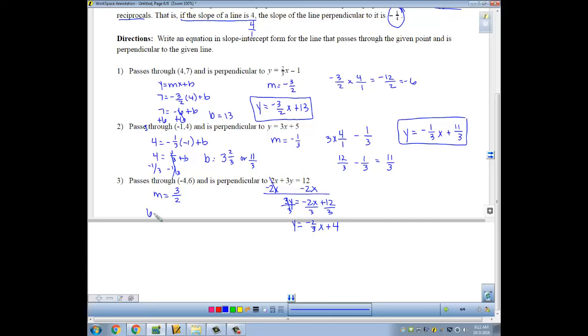So y is 6, slope 3/2, x is negative 4. 3/2 times negative 4 is negative 6. And again, if you need to work that out, you can, but it's really worked out right here for you. Add 6 to both sides to get b equals 12. So the equation to the line that's perpendicular is 3/2 x plus 12.